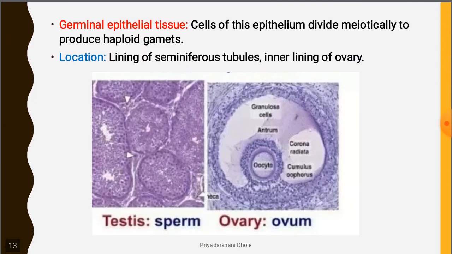Another one is the germinal epithelial tissue. The cells of this epithelium divide meiotically to produce haploid gametes. And what is the location? Lining of seminiferous tubules and lining of the ovary. In the male reproductive system, it is present in the testes where the sperms are produced, and in the female, the ovary where the ovum is produced. This type of tissue is called germinal epithelial tissue.